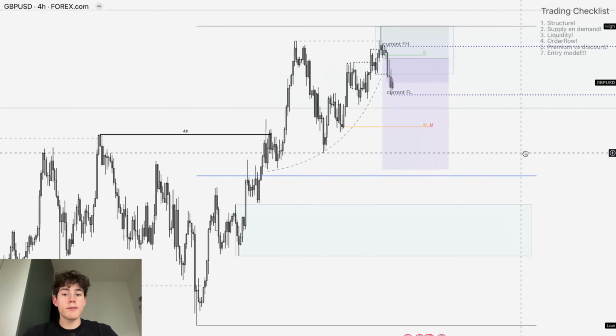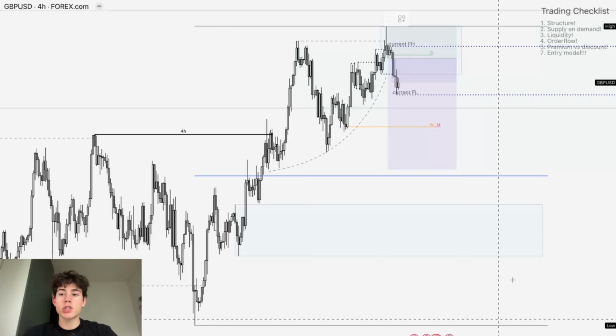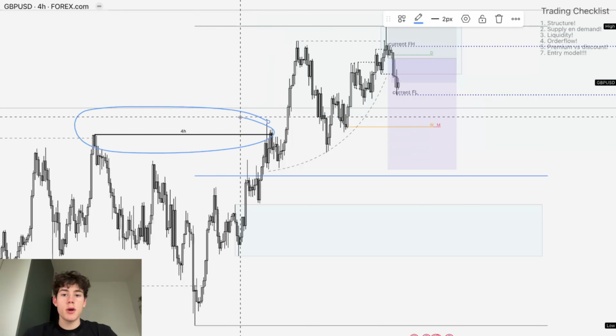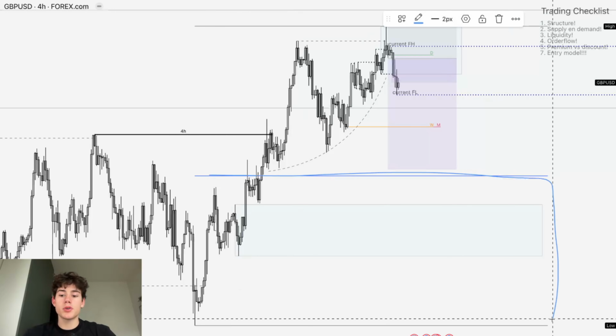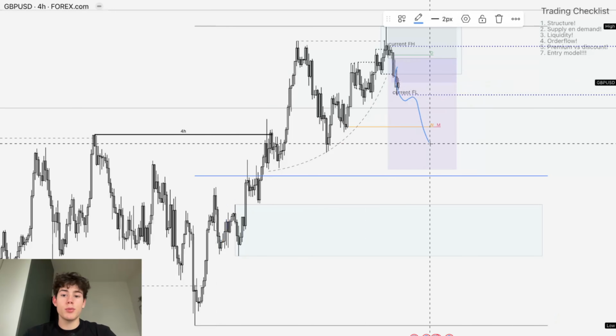So on the 4-hour time frame, what can we see? Looking at structure again, we are bullish, but we could, like I said, exactly the same as on the daily, trade towards those discount prices and get a pullback down lower.